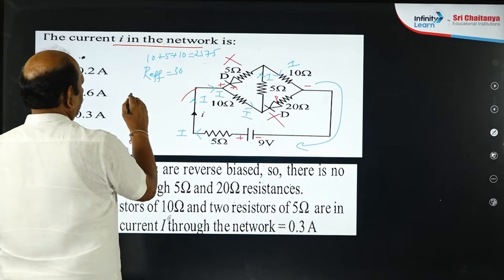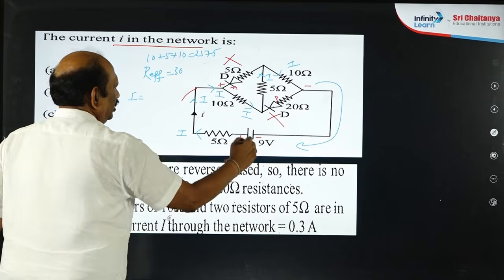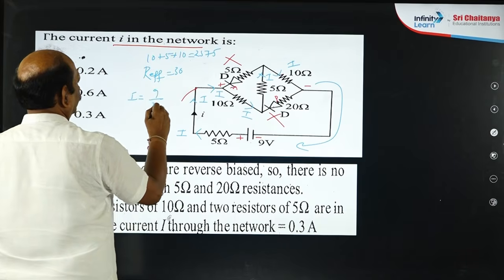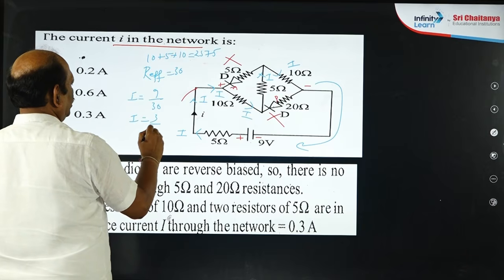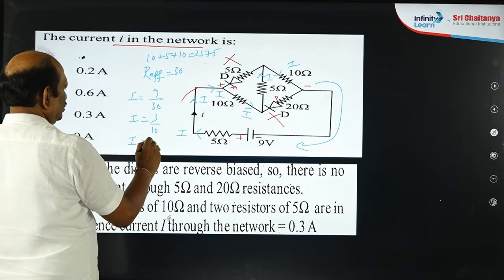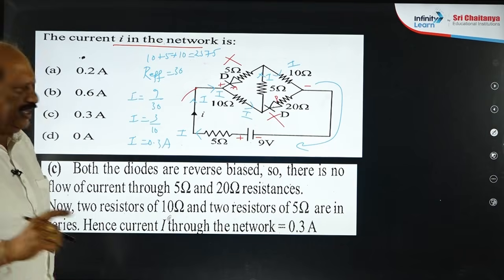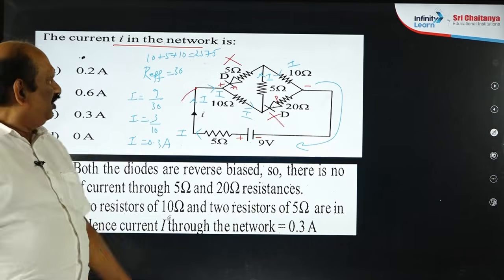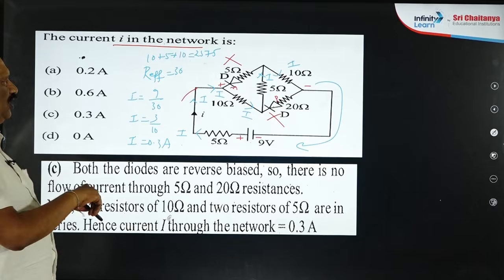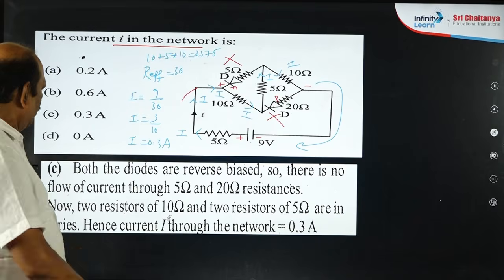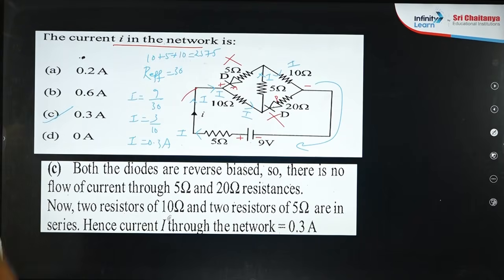Now current is equal to EMF by R effective. So I is equal to 3 by 30, so current is equal to 0.3 ampere. This type of model can definitely be expected in the NEET exam. Very, very important, based on diode forward bias and reverse bias. So 0.3 ampere.